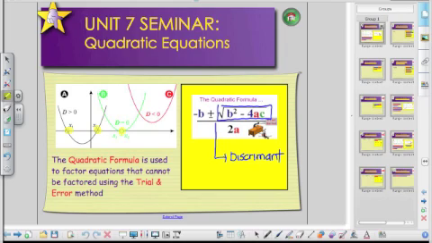And remember that the quadratic formula is used to factor equations that cannot be factored using the trial and error method. Even if you can factor using the trial and error method, you can apply the quadratic formula to basically any quadratic expression. However, it's just easier to factor with trial and error when you can. I'll give you a second to copy that down.